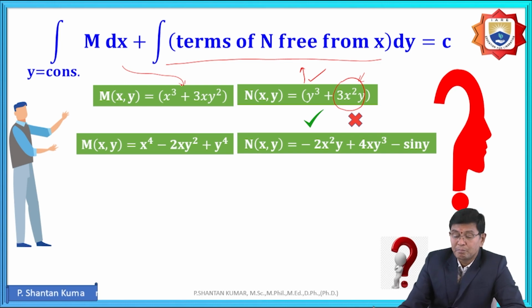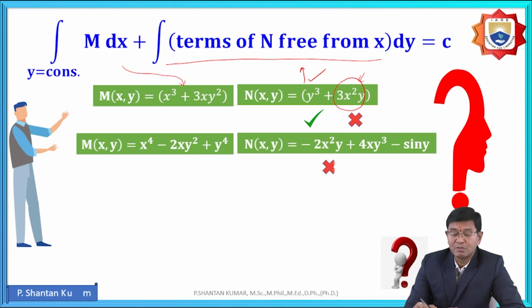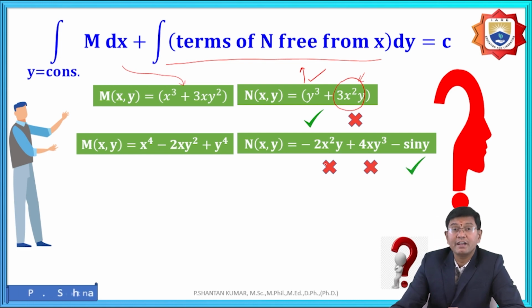Here also, based upon this observation, the N free from x is nothing but, the first term contains x, therefore we need to avoid it. The second term we also need to avoid because it contains x, and we need to consider only minus sin y into dy. This is the meaning of N free from x.